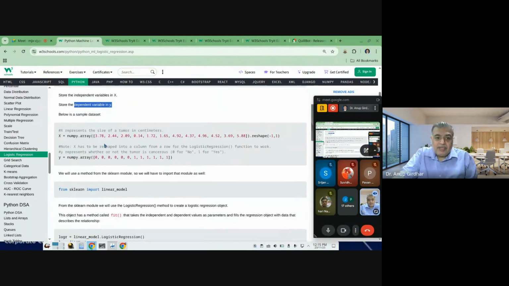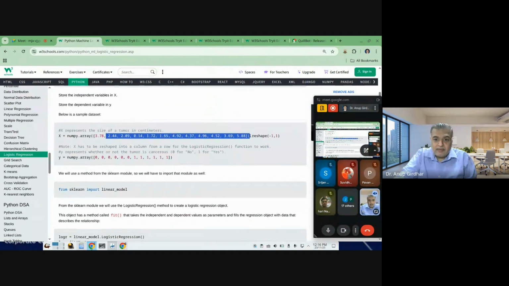So there you have some data set. Let's say the tumor size in centimeters. So some values are there in terms of centimeters, and you are trying to reshape all these values. Note that X has to be reshaped into a column from a row for the logistic regression function to work. So reshaping is important. We use the method reshape(-1, 1) to reshape the tumor values.